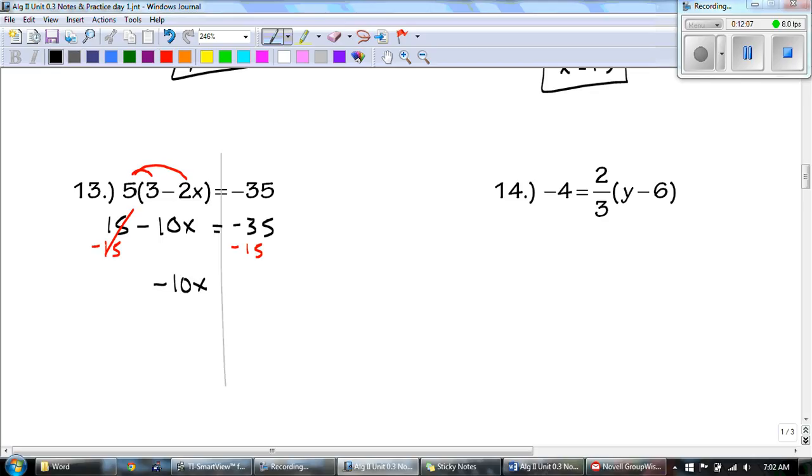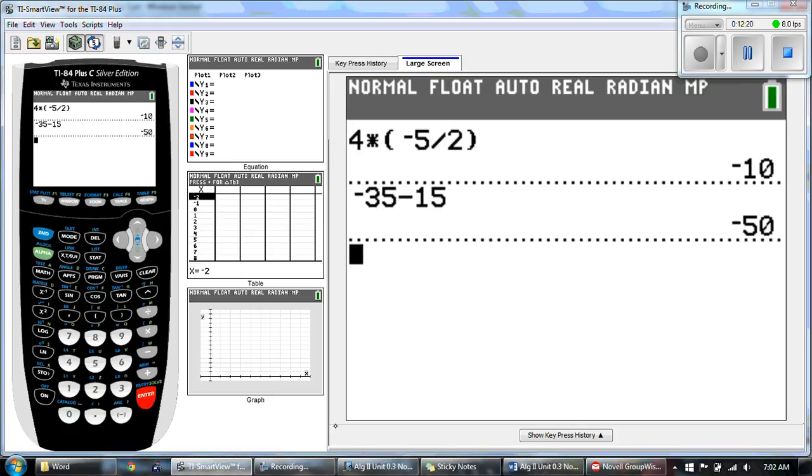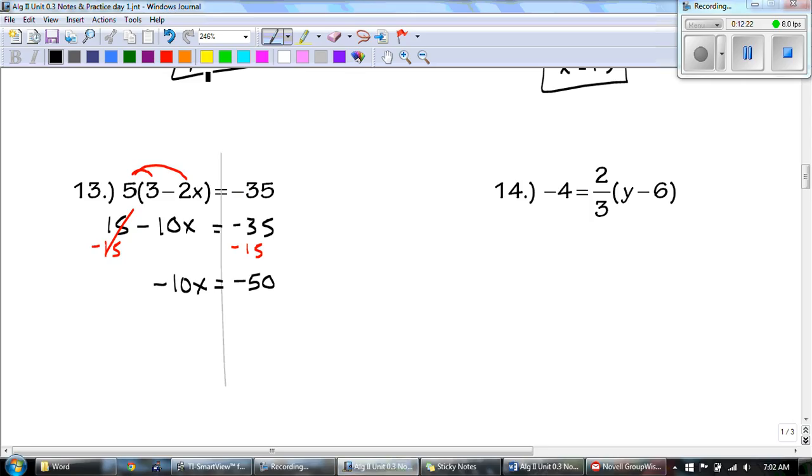We get negative 10x equals negative 50, right? I just want to double check that. Negative 35 minus 15. Woohoo! Okay, and then we're going to divide that by negative 10. And that's where we get x equals 5.